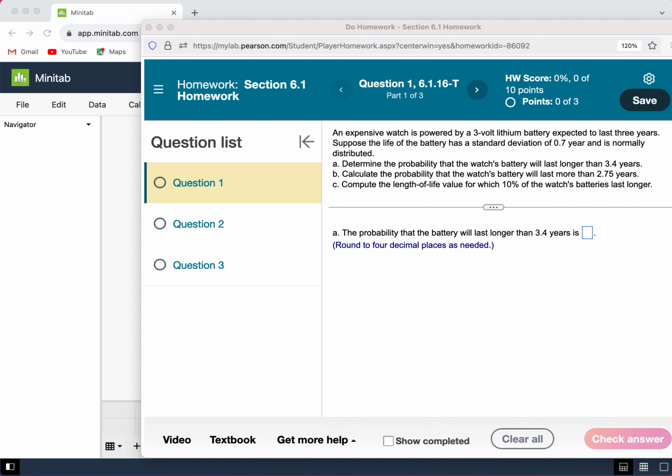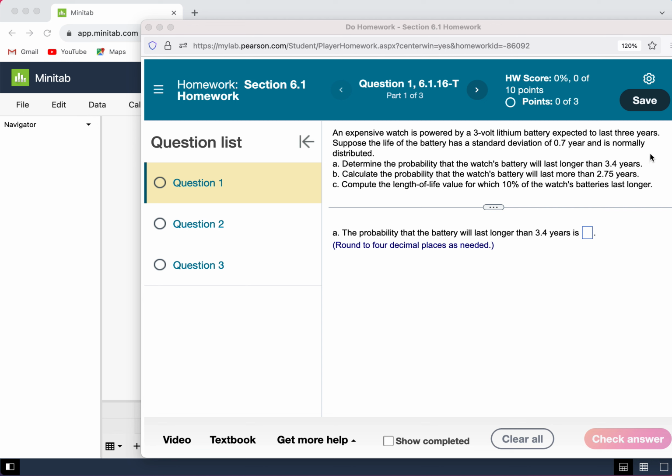In this video, we're going to use Minitab to calculate normal probabilities. We're going to do this homework problem as an example. It says, an expensive watch is powered by a 3-volt lithium battery expected to last 3 years. Suppose the life of the battery has a standard deviation of 0.7 year and is normally distributed. Determine the probability that the watch's battery will last longer than 3.4 years.